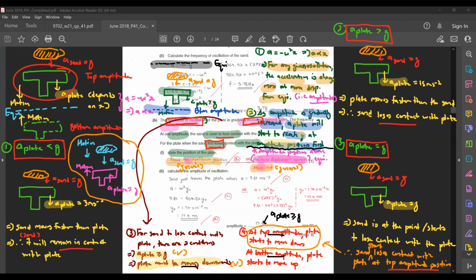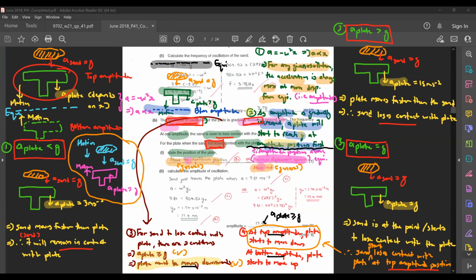But the question is not asking you that. The question is asking you for a very specific case. The point where your sand starts to lose contact with the plate as your amplitude is gradually increased. So you're actually starting from a very low value where your sand hasn't lost contact with the plate. From there, you gradually increase until you start to see the sand lose contact with the plate. So in such a case, it will be at the maximum amplitude position upwards.